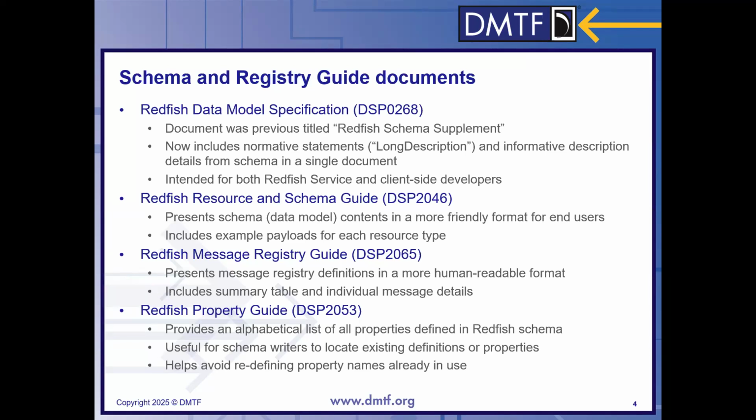The same is true for the message registries, and the message registry guide does the same thing for that content. And then lastly, the Redfish property guide is effectively an index reference for every property. So if you have nothing else but the property name to go by, that will give you an alphabetic lookup to find out where one or more schemas have that property, and you can get some context from there.